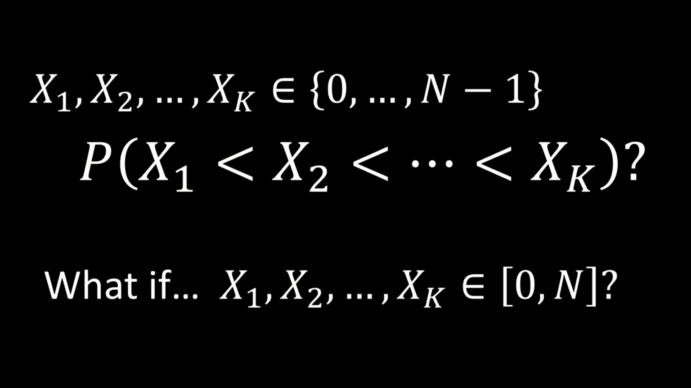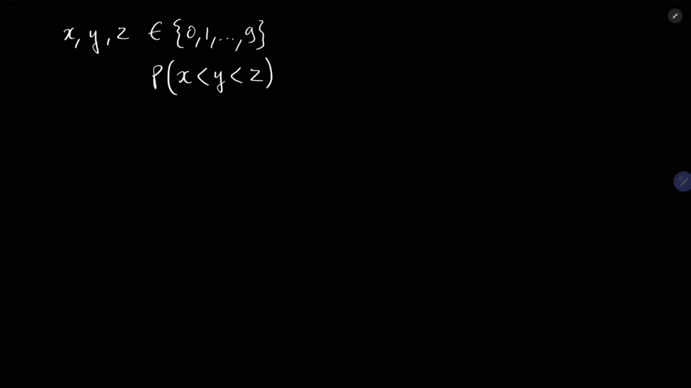So let's formulate the initial problem. You have three numbers that we can call x, y, and z that all belong to the set of integers 0, 1 to 9. And you want to know the probability that when you randomly select these numbers, you have x that is strictly lower than y, that is strictly lower than z.